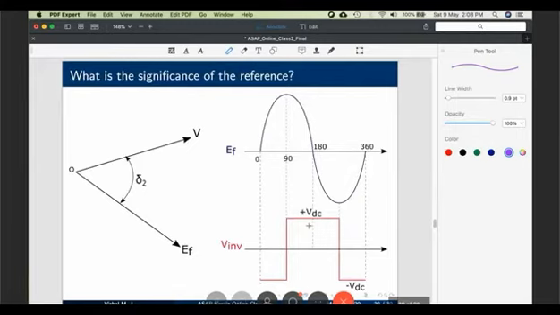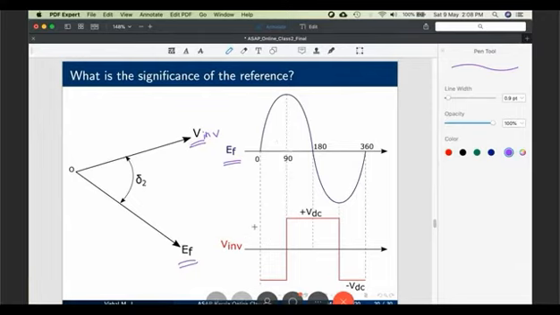Now, what is the significance of this reference? Okay. What is your EF? See, EF is this, V is the applied voltage, the inverter voltage is this, and delta is the angle between them. Excitation voltage is a sinusoidal quantity. At 90 degrees it takes its peak, at 180 it comes back to 0, at 270 it takes its minus peak, and at 360 it comes back, and thus one cycle is completed.